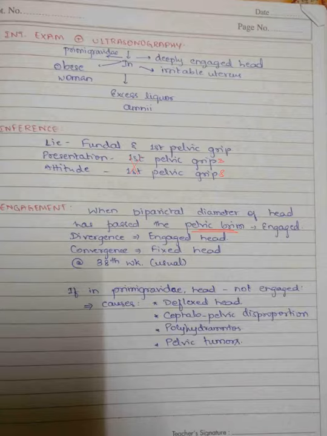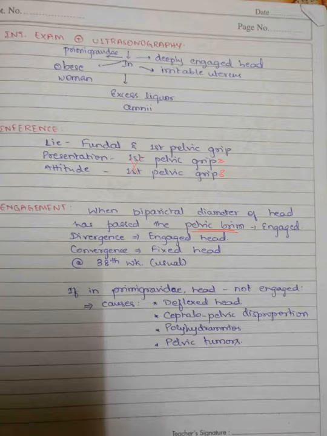Okay, coming to the next one. However, remember that sometimes if the primigravida head is not engaged, the causes might be a deflexed head, cephalopelvic disproportion, polyhydramnios, or pelvic tumors. Just group these as PP, that is polyhydramnios and pelvic tumors, and DC, deflexed head and cephalopelvic disproportion. This is related to the head, this is related to the amniotic fluid, and this one is related to a pathological condition like cancer.